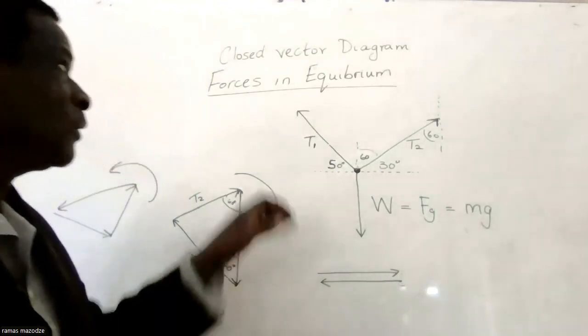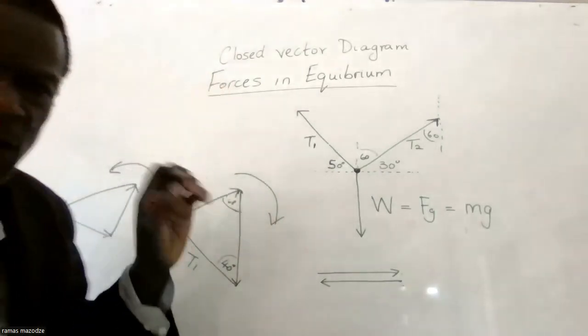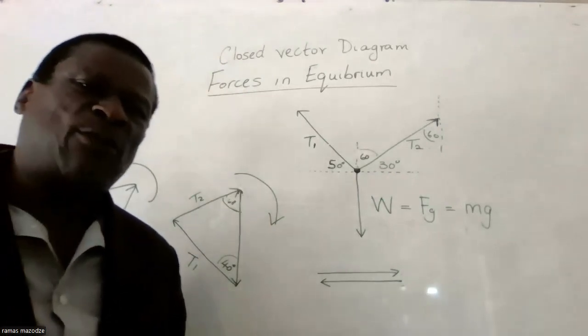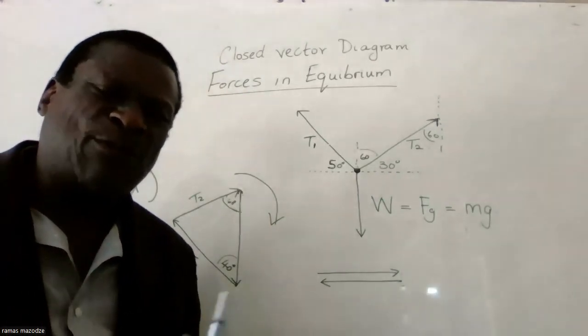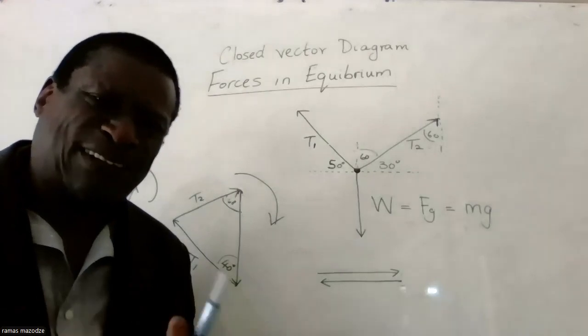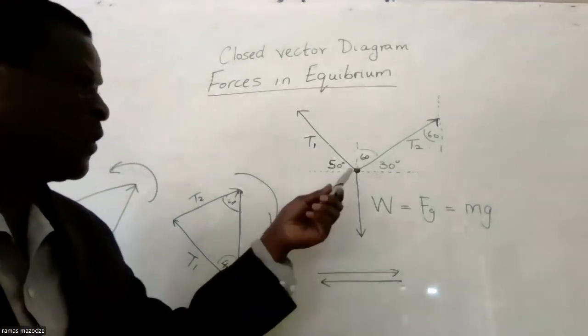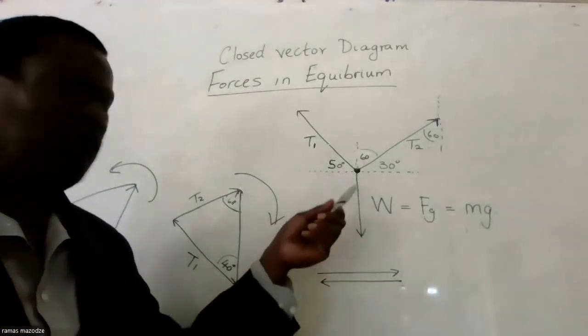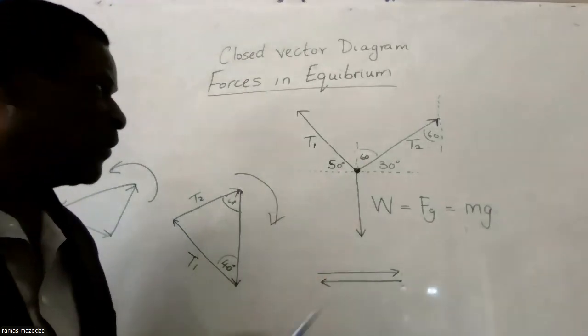Thank you. Right. We draw a closed vector diagram when the forces on an object are in equilibrium, or when the object is at rest. For example, this could be a situation where an object is suspended in air, like in the previous example.